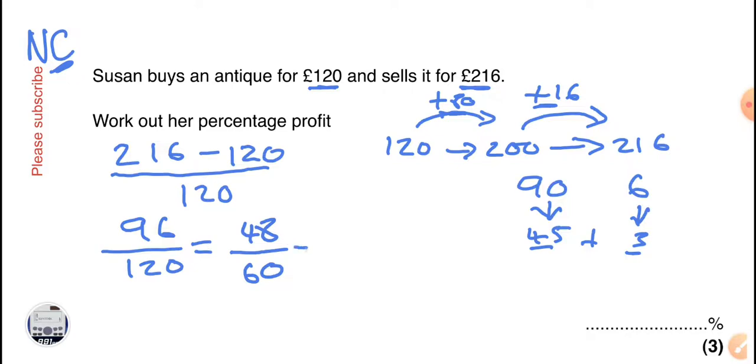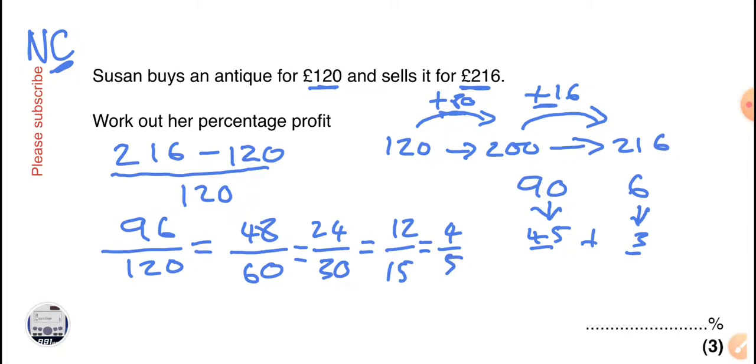Again, we can half 48 and 60, so it becomes 24 over 30. Again, we can half that so it becomes 12 over 15. We can't half them anymore because 15 is an odd number, but we can divide top and bottom by 3. So if I divide the top and the bottom by 3, I get 4 over 5.